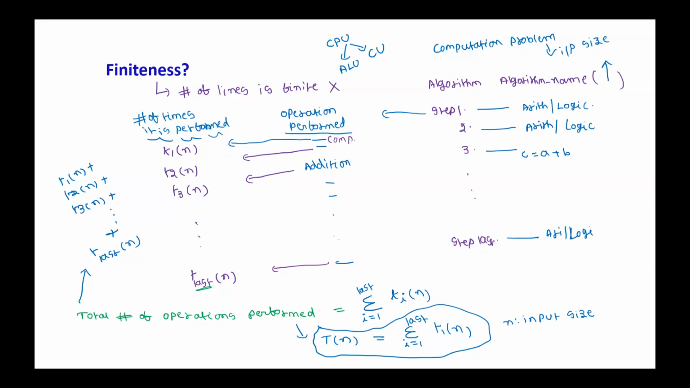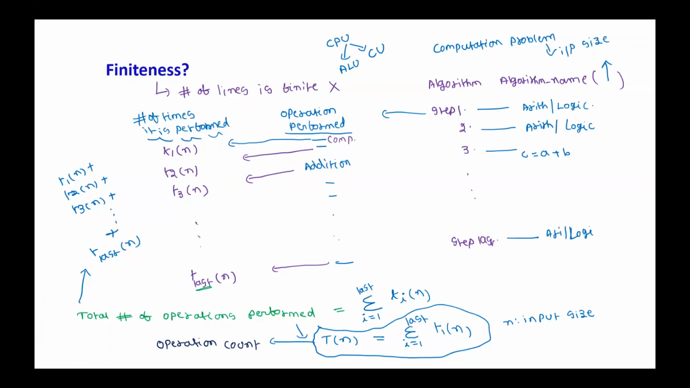Now what we are saying is, an algorithm is said to have the finiteness property if this T of n is finite. What is this T of n actually? It is only the operation count. That means the number of operations performed in our algorithm when n is input size. Is that correct?